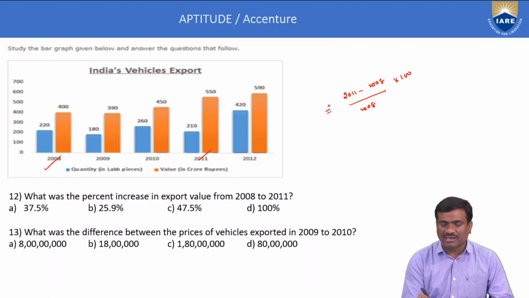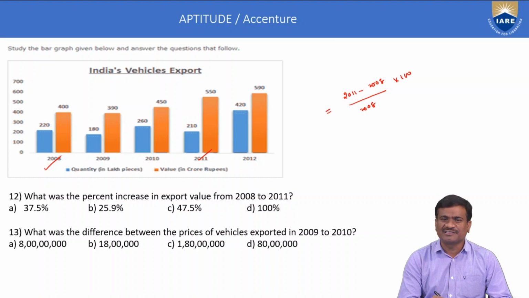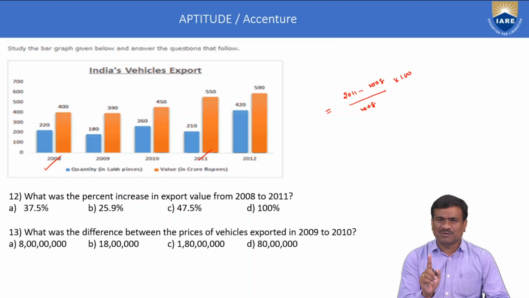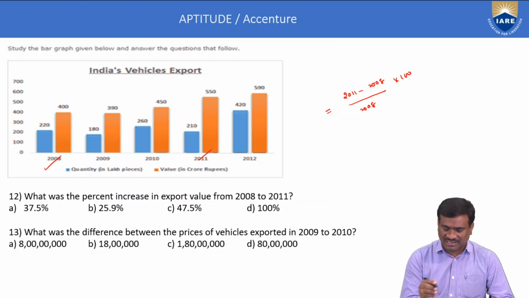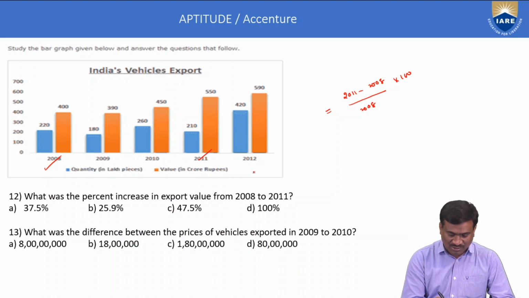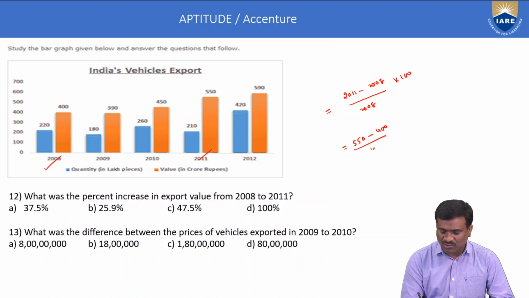This is called increase percentage or decrease percentage. If the result is positive, it is an increase; if negative, a decrease. In 2011 it is 550. Next, 2008 is 400, divided by 400, into 100. This is about the 12th example.